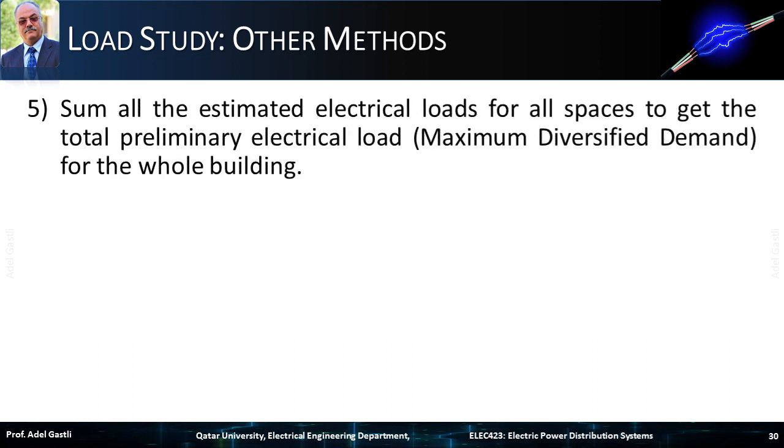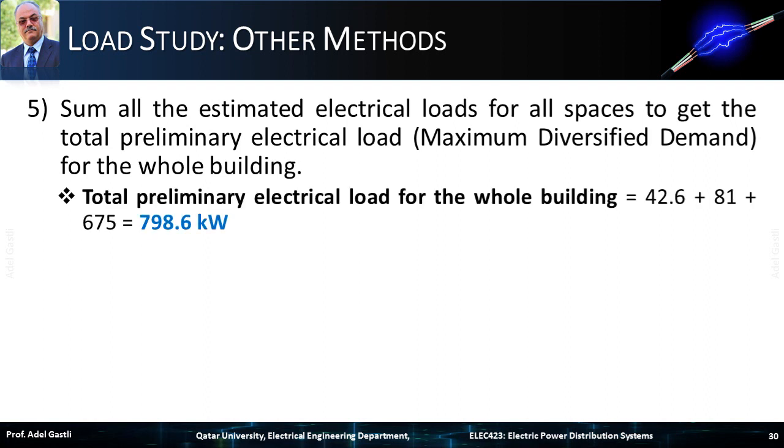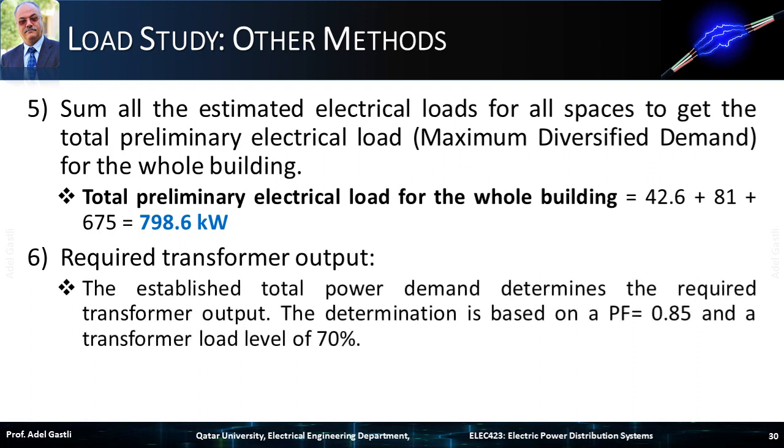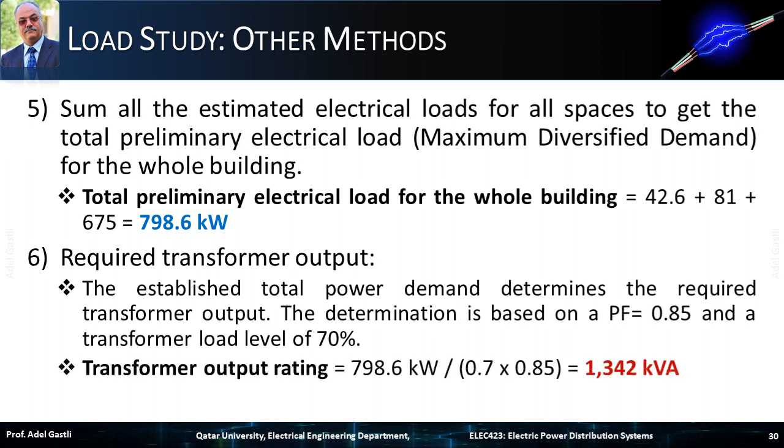Now, we sum all the estimated electrical loads, for all spaces, to get the total preliminary electrical load, for the whole building. So, the total preliminary electrical load for the whole building equals 42,600 watts plus 162,000 watts plus 1,485,000 watts, equals 1,690 kilowatts. Therefore, the established total power demand determines the required transformer output. The determination is based on a 0.85 power factor and a transformer maximum load level of 70%. Thus, the transformer output rating equals 1,690 kilowatts divided by 0.7 times 0.85, which equals 2,840 kVA.